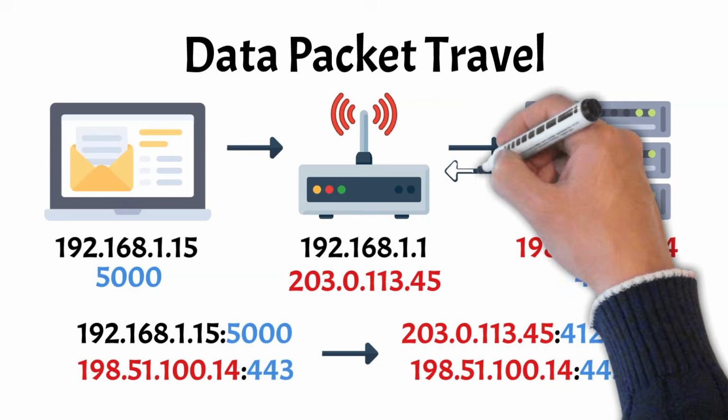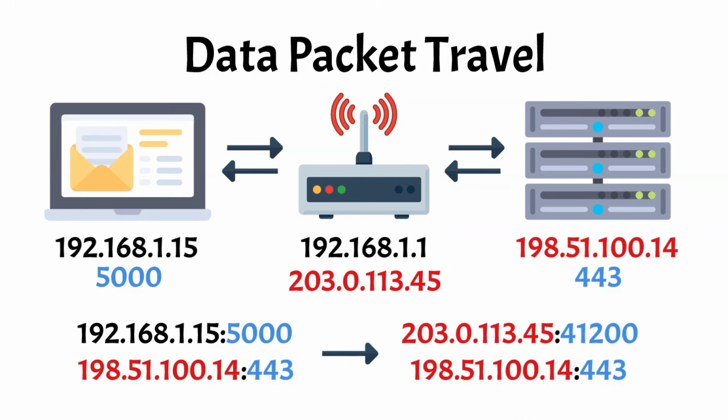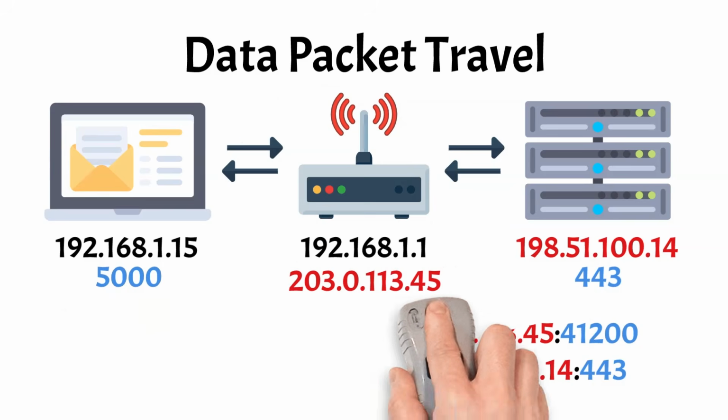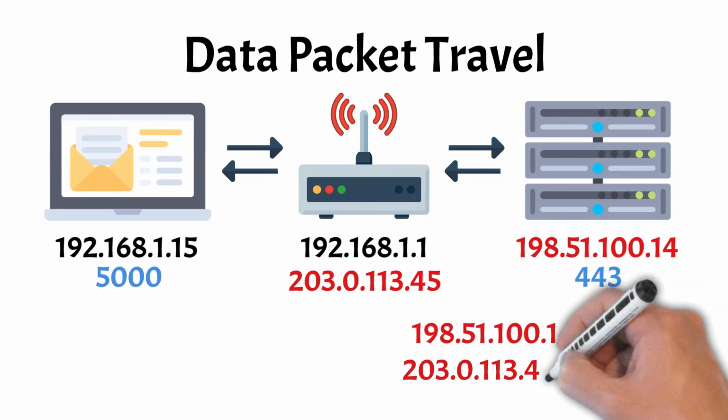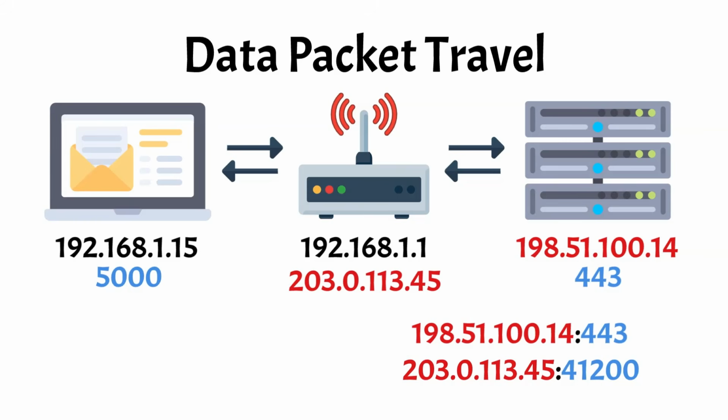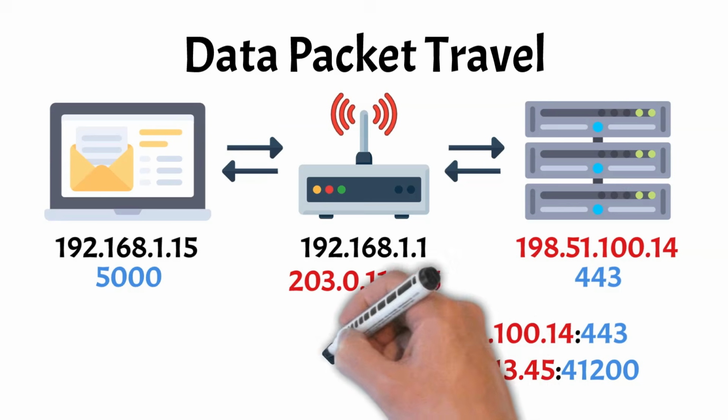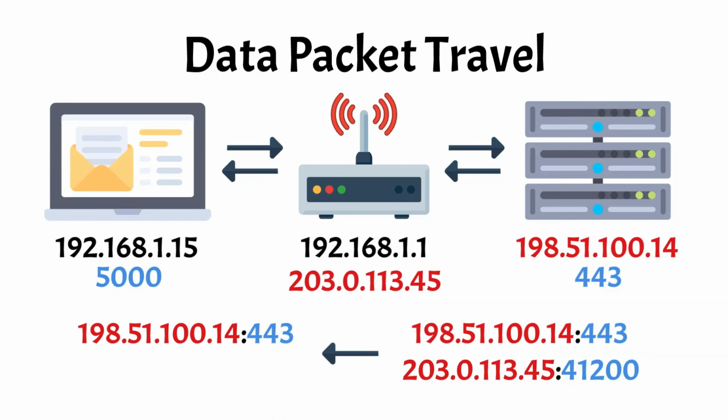But the job is only half done. The server processes your request and creates a response data packet to deliver the web page back to your laptop. As you can see, the sources and destinations now flip. The server is now the source, and your router's public interface is the destination. The packet travels back to your router in the same way. When it arrives, the router checks its log. It looks up port 41200 and sees that it belongs to your laptop. The router performs NAT one final time in reverse, rewriting the destination from its own public IP back to your laptop's private address, and delivers the web page right to your browser window.